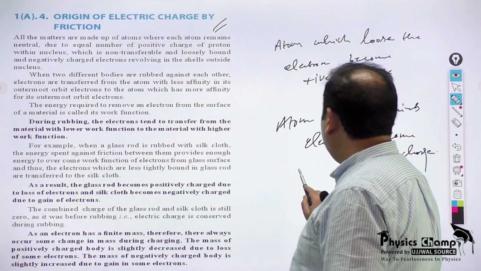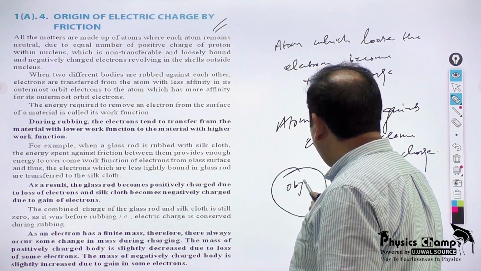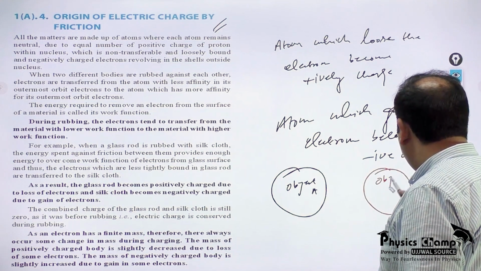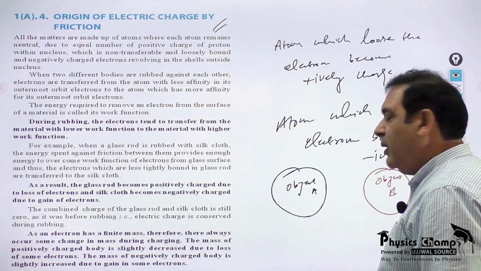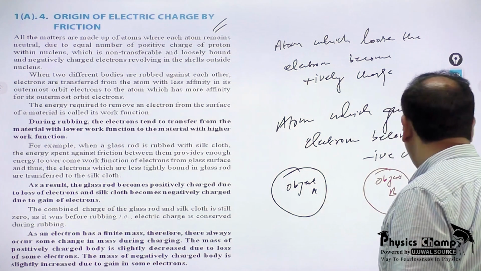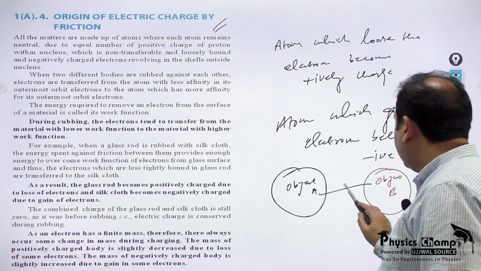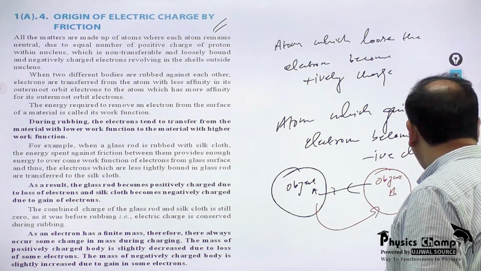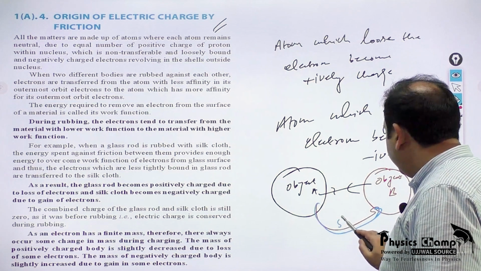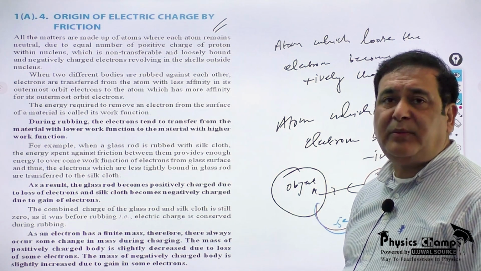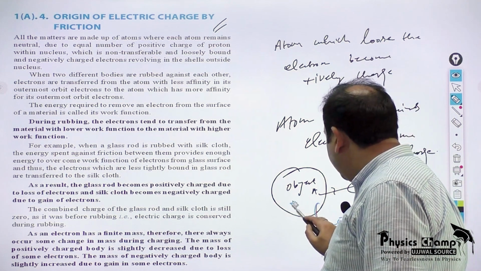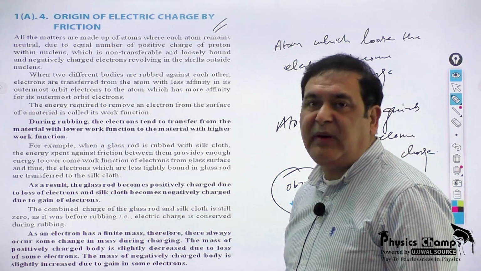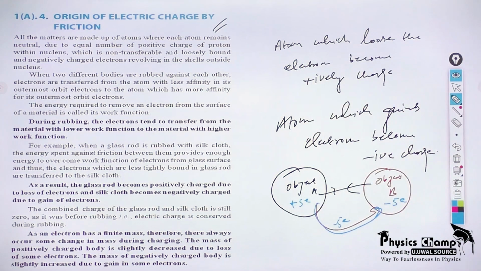If there is an object A and there was an object B, and both were neutral and then they were rubbed against each other, and as a result, say 5 electrons have transferred from object A to object B, then object A will have a net charge of plus 5e, object B will have a net charge of minus 5e, but the total charge will remain the same.